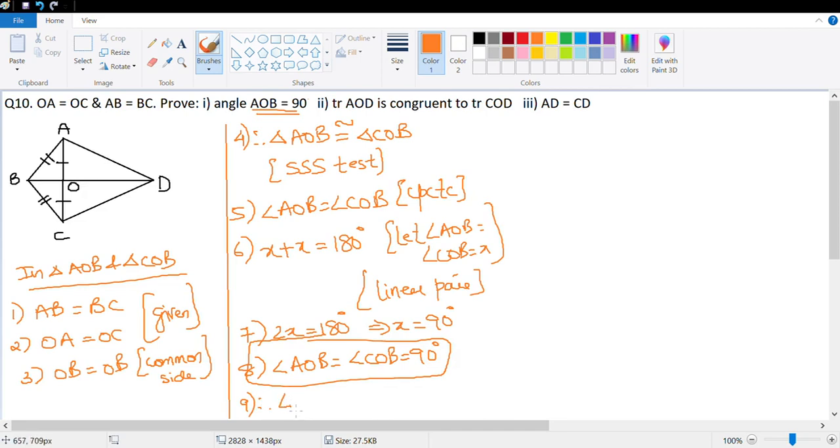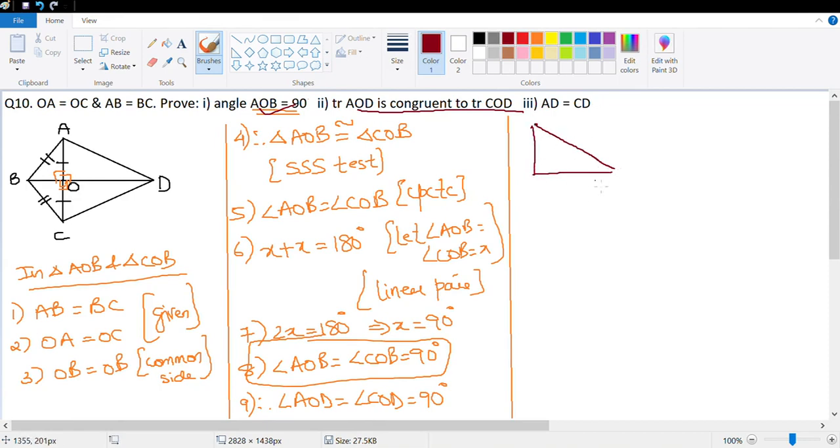Similarly, therefore, angle AOD is also equal to 90 degrees and angle COD is also equal to 90 degrees. Let's just mark this on the triangle. So we have these angles, all four of them equal to 90 degrees. Okay, so the first part of the question is done. We need to prove AOD congruent to COD. Let's just draw these two triangles, AOD and COD.